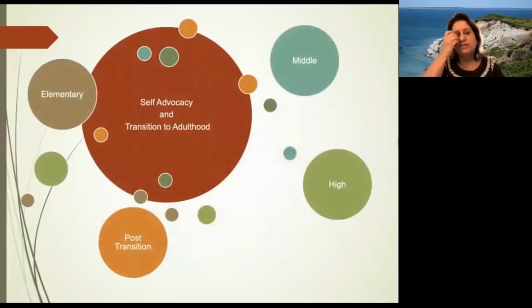Self-advocacy and transition to adulthood. As you've seen in the objectives at the beginning of this workshop, we talked about how does care mapping help you think about advocacy skills for your child and support for transition. As you go through each of the domains, whether it's elementary, middle, or high school, you can actually develop great IEP goals based on what does my child need to know about this domain.